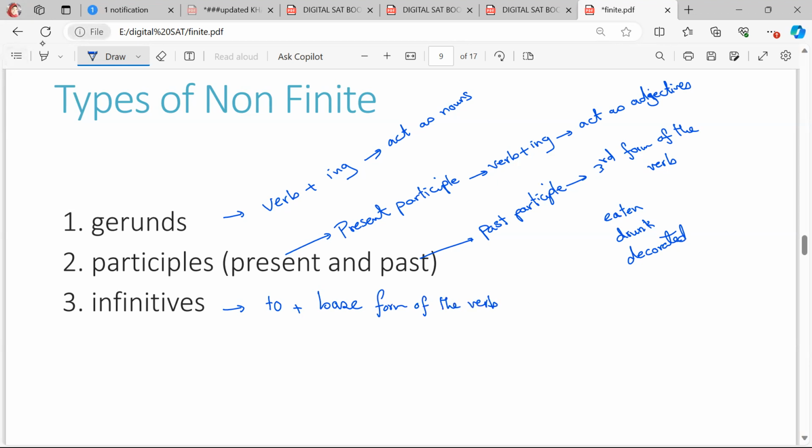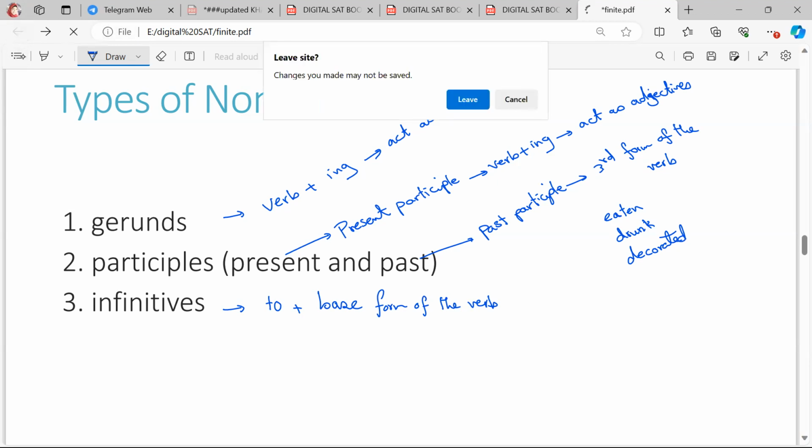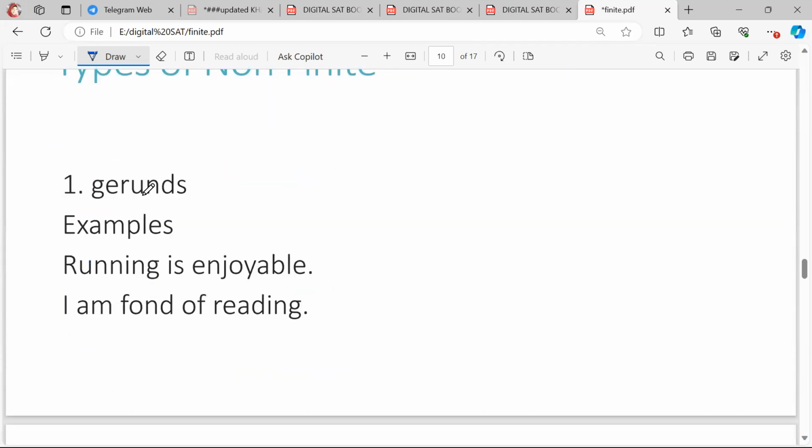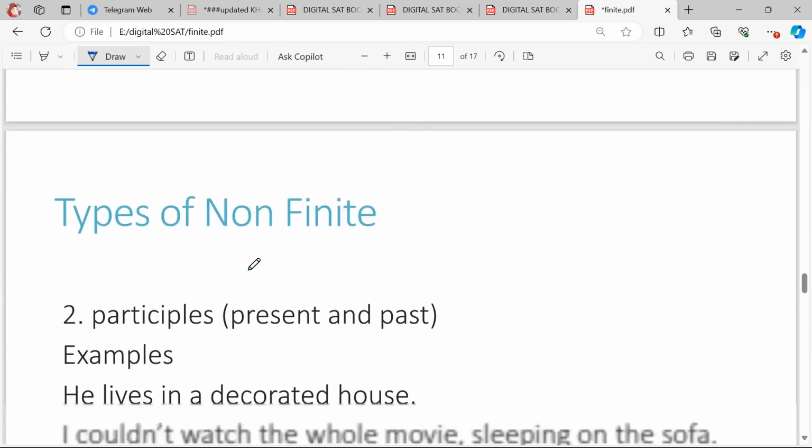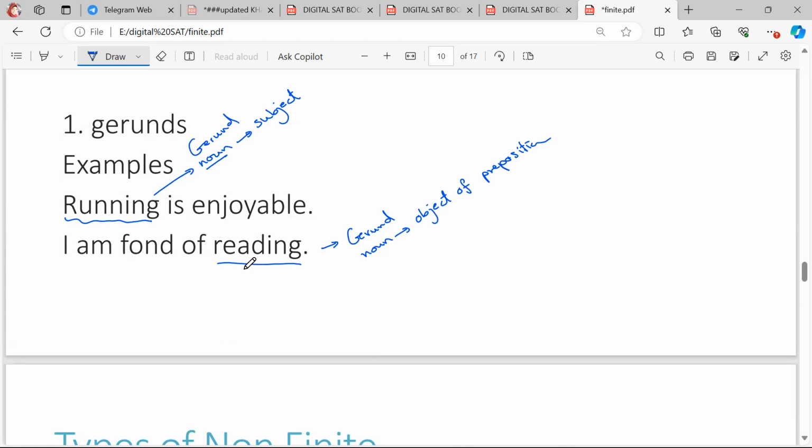Let's have a look at some examples. Gerunds. Running is enjoyable. So running here is a gerund acting as a noun functioning as a subject. I'm fond of reading. Reading is a gerund acting as a noun and functioning as an object of preposition. And so on. Definitely running and reading are non-finite.